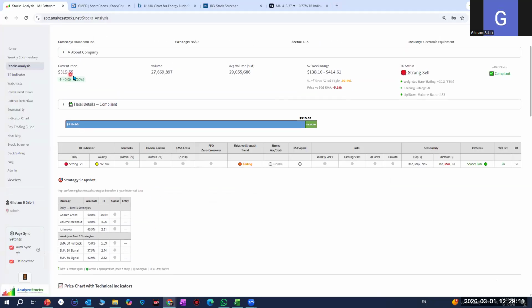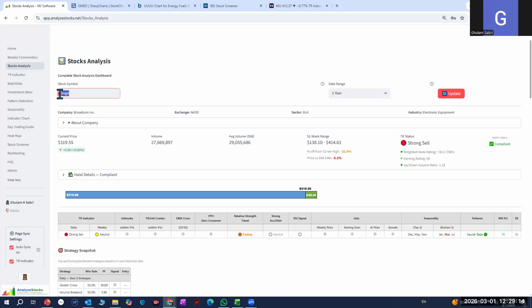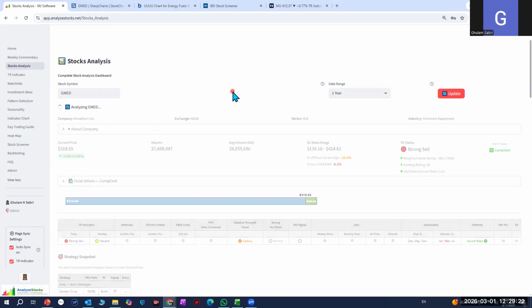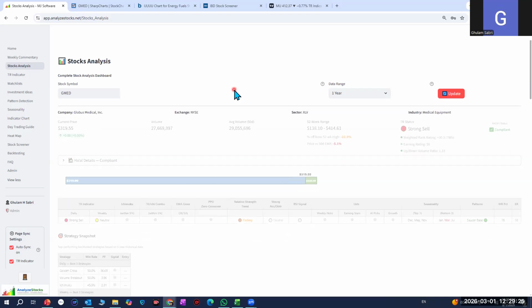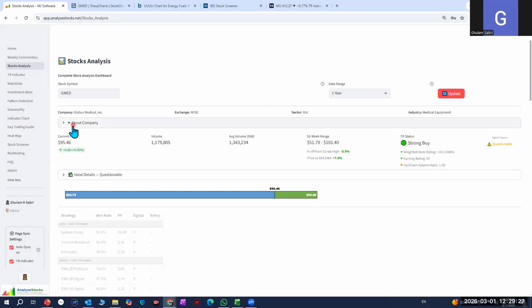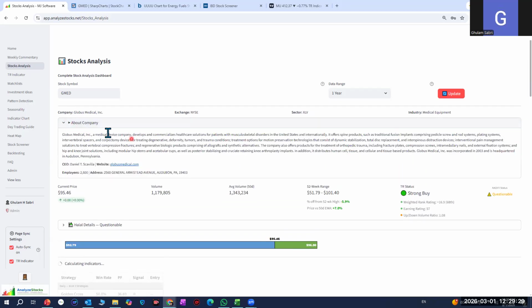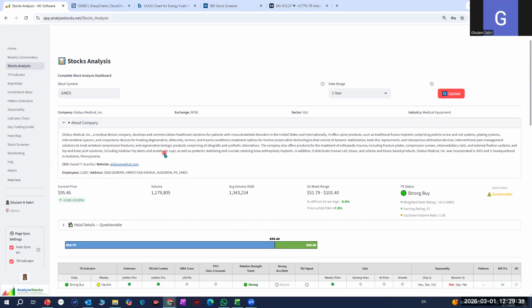You can again put any stock here. And for example, this week in my weekly stock picks, we have GMED, which is a healthcare company, a medical equipment company, Globus Medical. What does it do? It has a business description here.